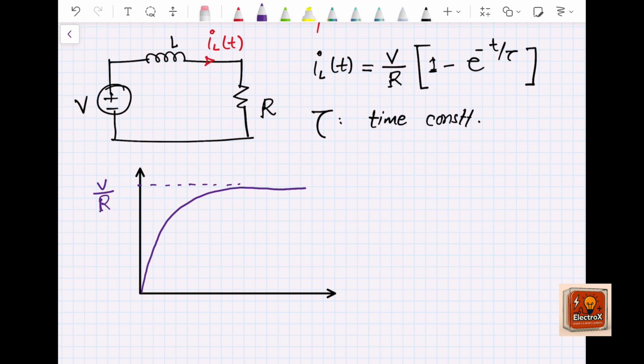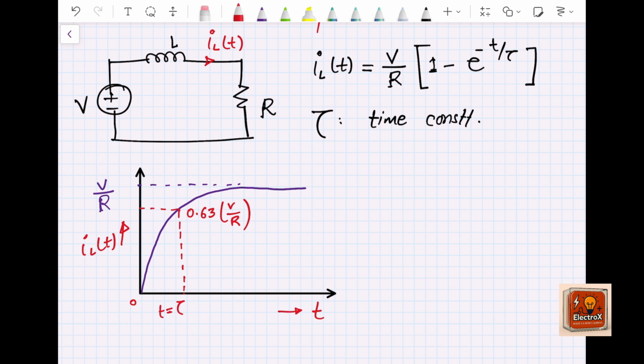So this is inductor current versus time. The amount of time taken by the current to reach from 0 to 63% of this final value is taken as the time constant here.